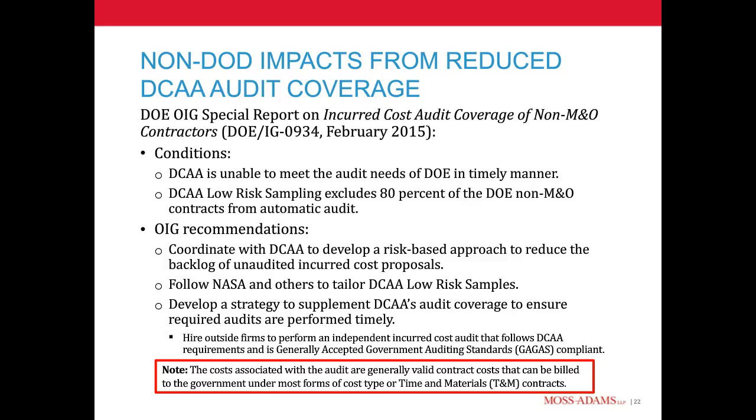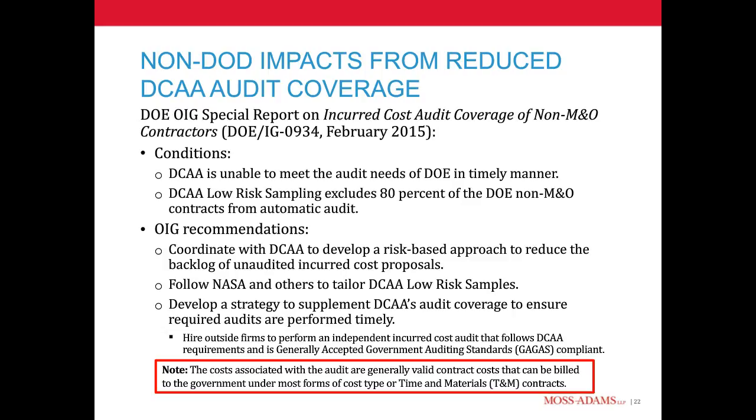The recommendations were, one, to try and coordinate with DCAA to develop a risk approach that would reduce the backlog of all these unaudited incurred cost proposals, as well as tailor the DCAA low-risk sample to basically bias it towards more, say, NASA and Department of Energy contracts so that they could get adequate coverage there. But with the lack of resources for DCAA, that wasn't likely to happen.